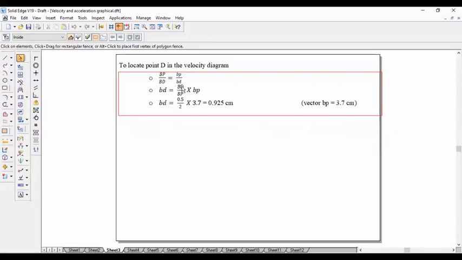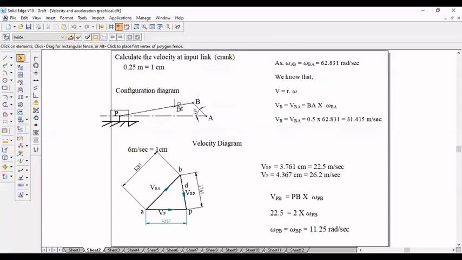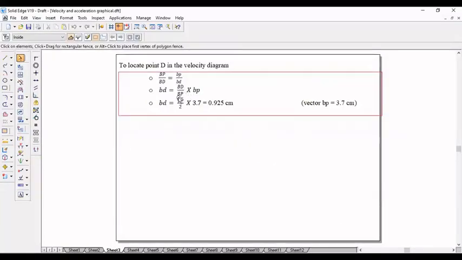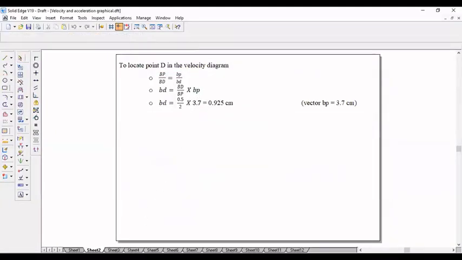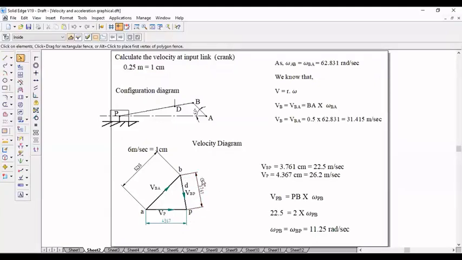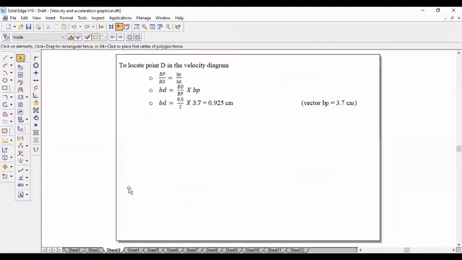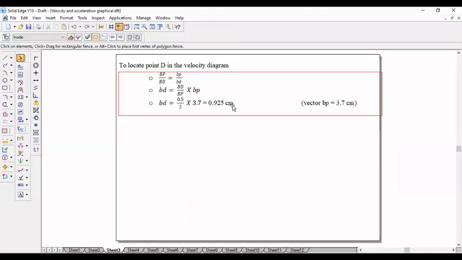What is capital BD? From B point to D, that is 0.5 meter, they have given. So you can directly take 0.5 meter divided by capital BP, which is nothing but the connecting rod length, that is 2 meter, into small bp, that is in the velocity line. So check it in the velocity line. From B point to P, how much you got? 3.761. So I just approximated it, that is 3.7. You have got around 0.925 centimeter. So from B to D, it is 0.925 centimeter.